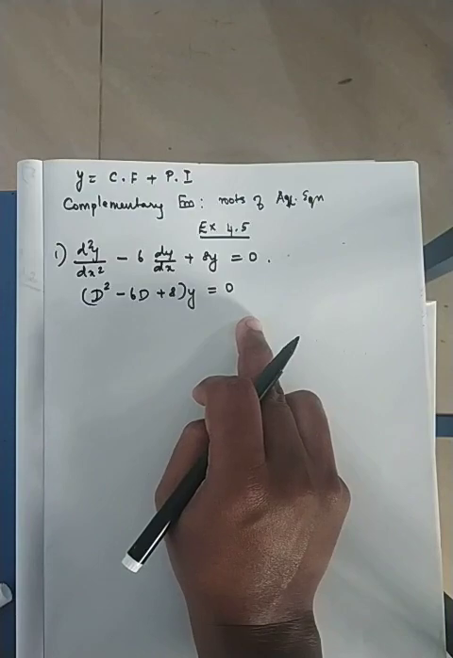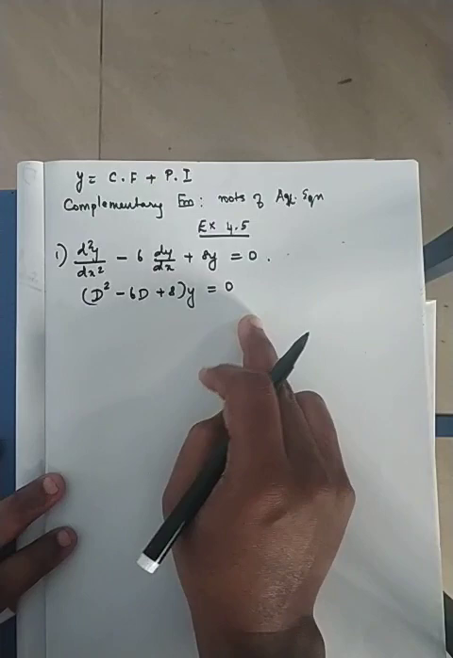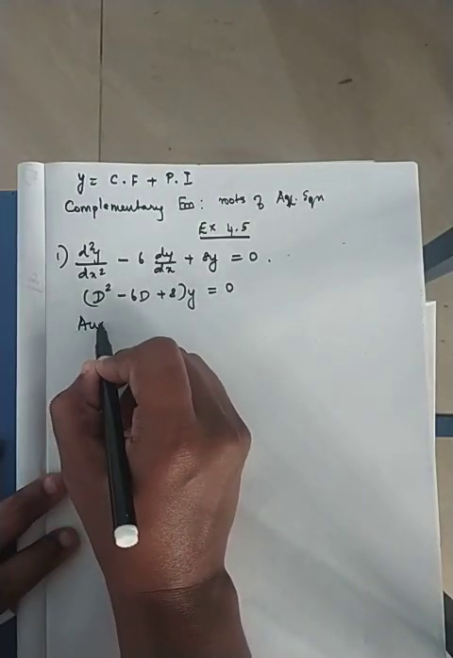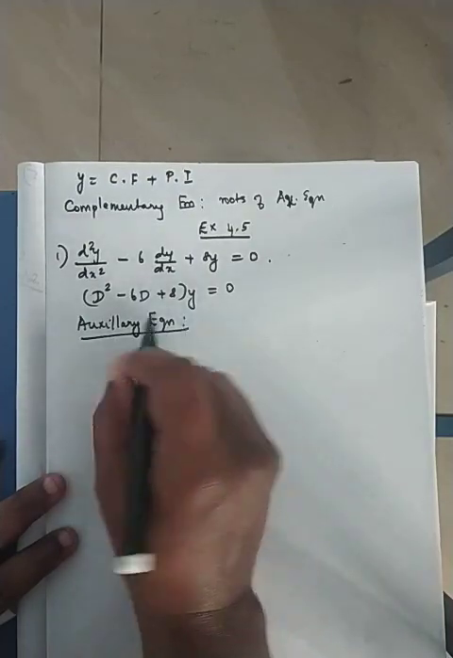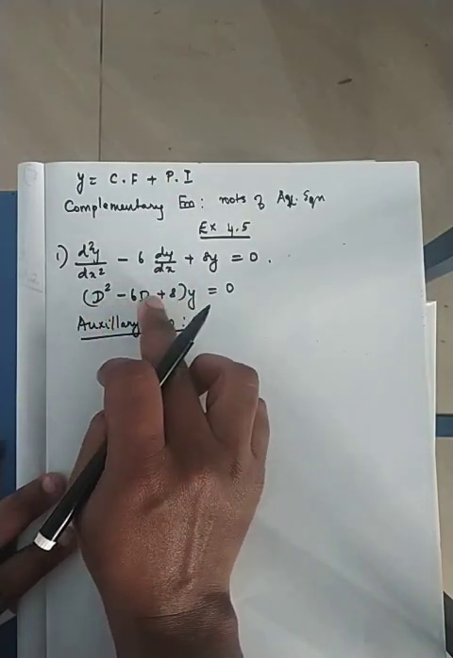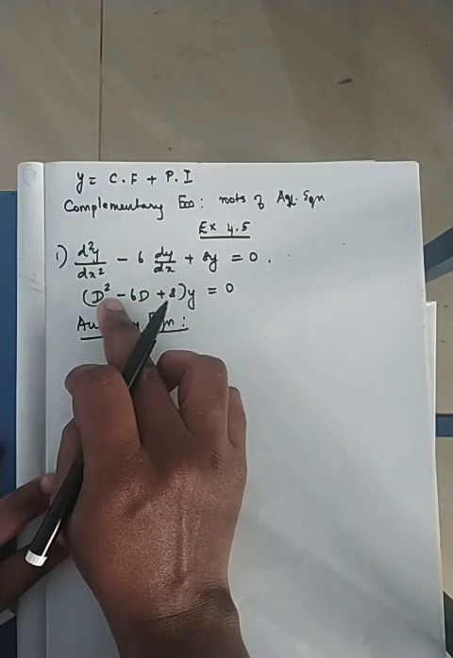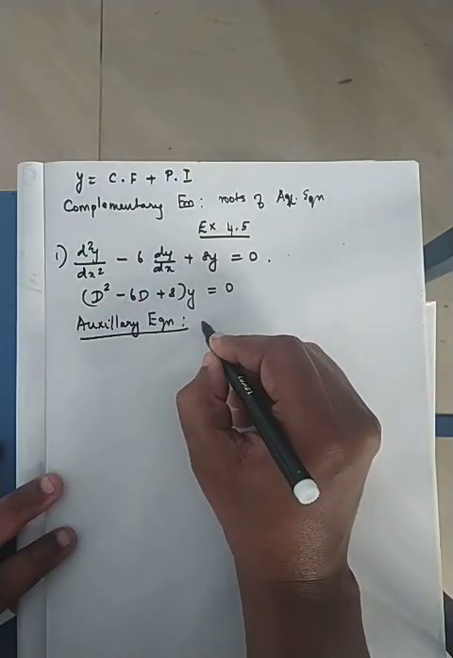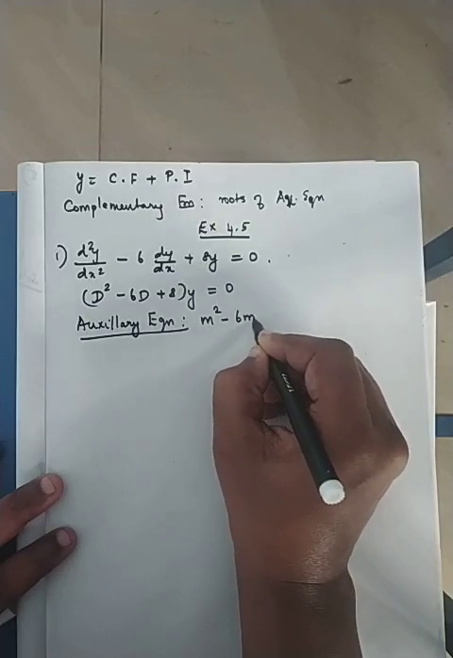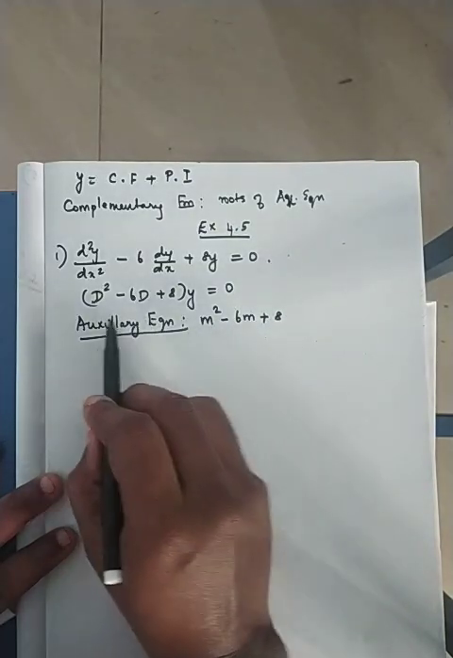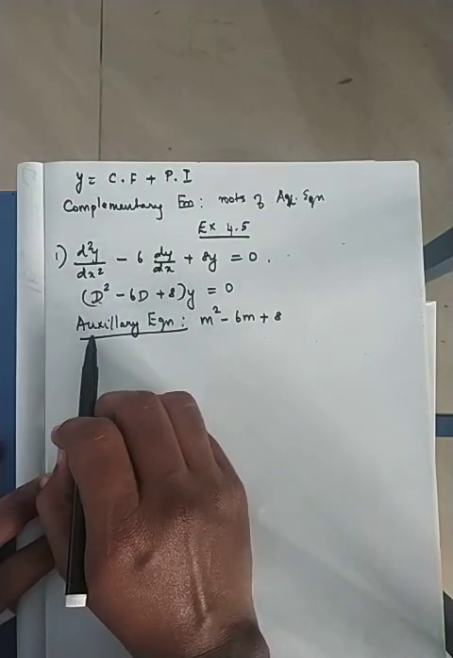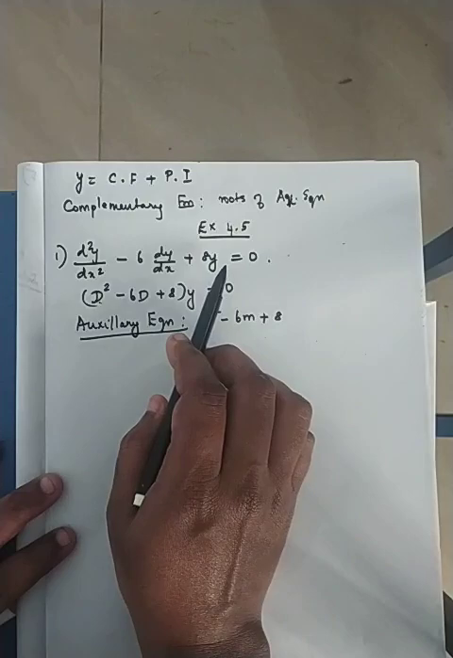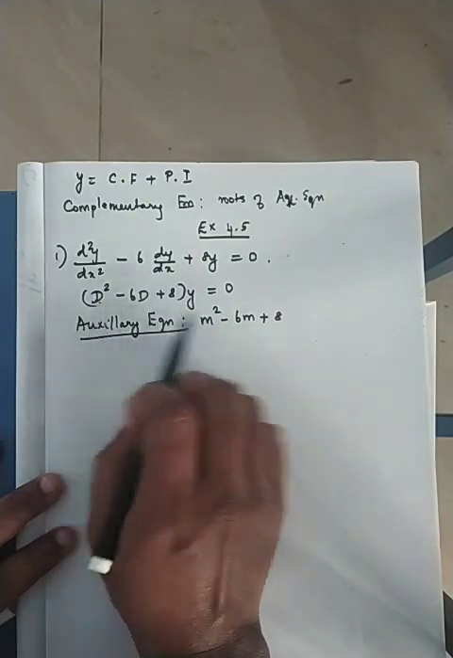First of all, we will write it in this form. Then we will form the auxiliary equation. That means I will be writing this equation in terms of my letter m. So that is m squared minus 6m plus 8. I have replaced the D with m. That's all. The auxiliary equation is obtained from the given problem itself, where I am replacing the D with m.